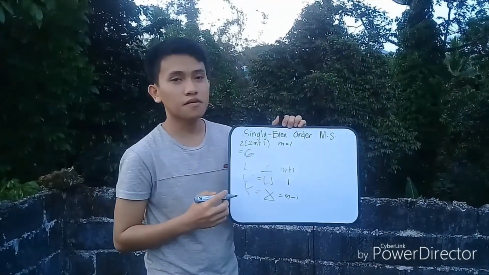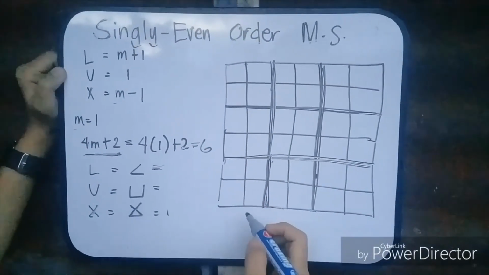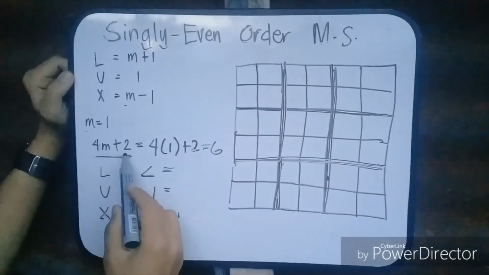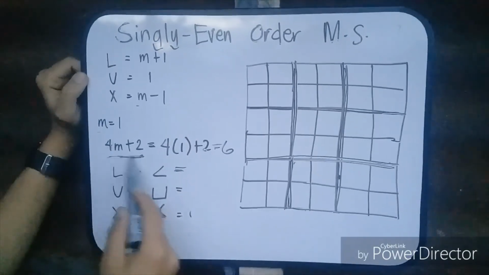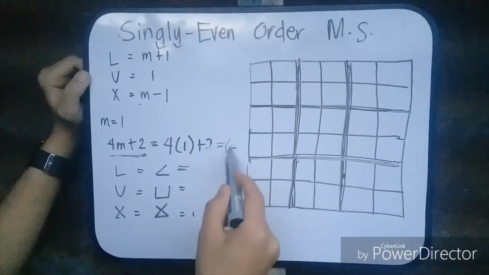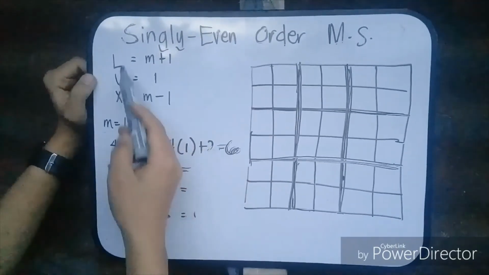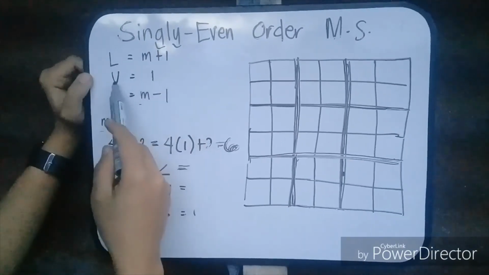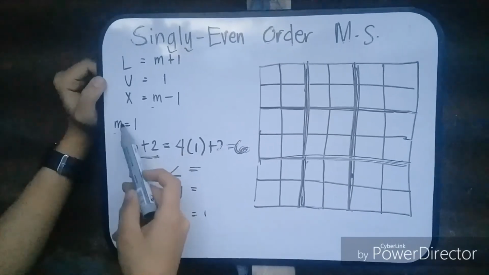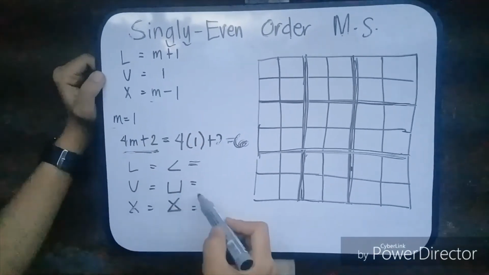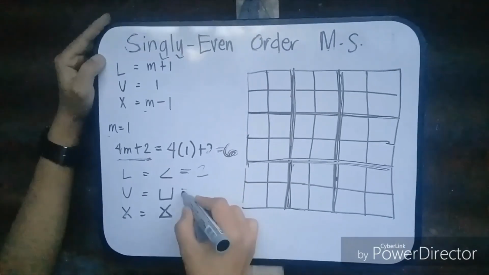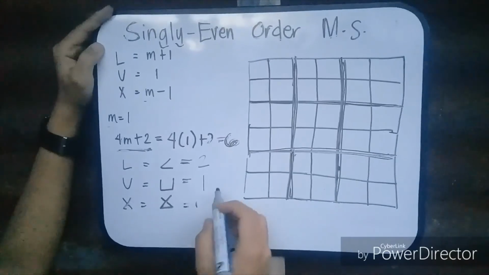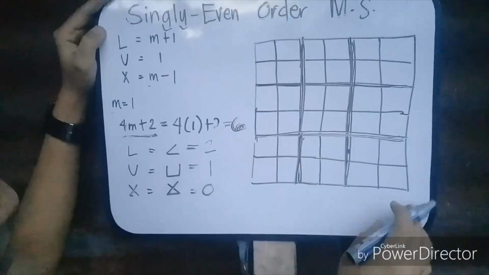So let's try this 6x6 singly even magic square. The general formula of singly even order magic square is 4m plus 2. Let m equal 1. If we substitute it in this formula, it comes up to 6. And we have these LUX formulas: L is m plus 1, RU is equal to 1, RX is equal to m minus 1. Substituting m, L is 1 plus 1, which is 2, RU is constantly 1, and RX is 1 minus 1, which is 0. So we have here this 6x6 matrix.